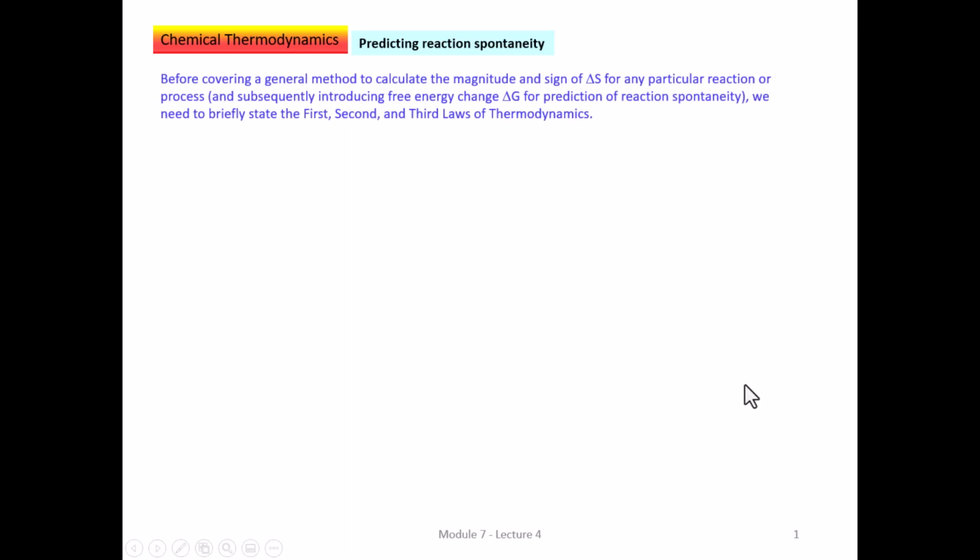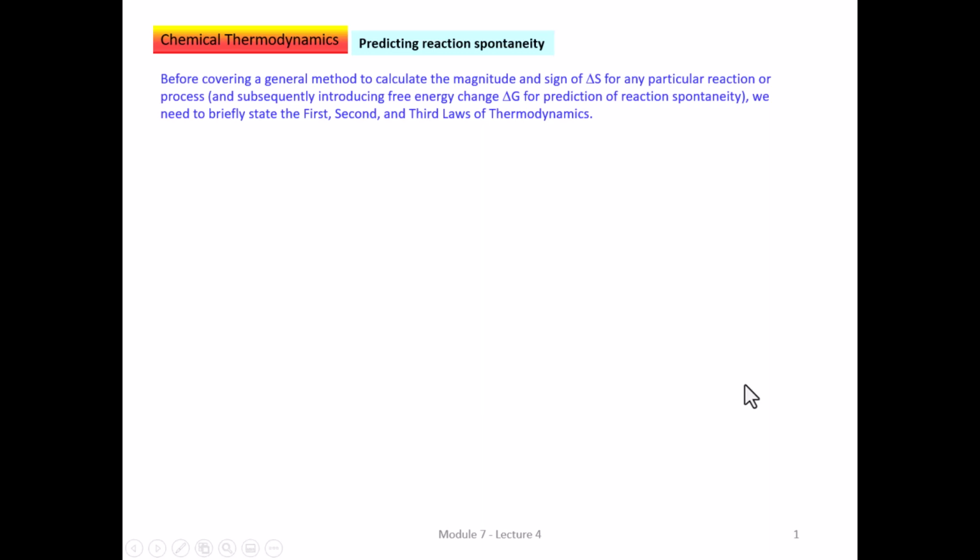In this lecture, we'll cover actually calculating delta S values for various reactions, and then we'll go on in a second part to introduce the free energy change, delta G, for prediction of reaction spontaneity.